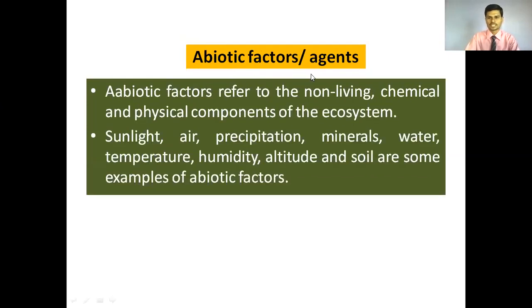Then abiotic factors or agents. Abiotic factors refer to the non-living chemical and physical components of the ecosystem. These are completely non-living entities of the ecosystem, called abiotic factors, that are responsible for causing diseases in plants. They include sunlight, air, precipitation, minerals, water, temperature, humidity, altitude, and soil.